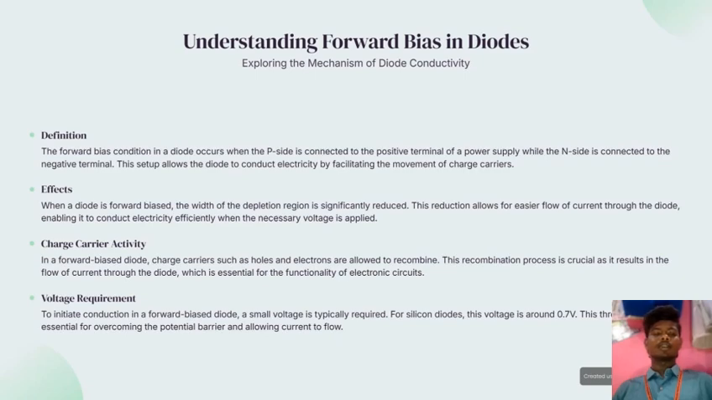Voltage requirement to initiate conduction in a forward bias diode. A small voltage is typically required for silicon diodes. This voltage is around 0.7 volts, which is essential for overcoming the potential barrier and allowing current to flow.